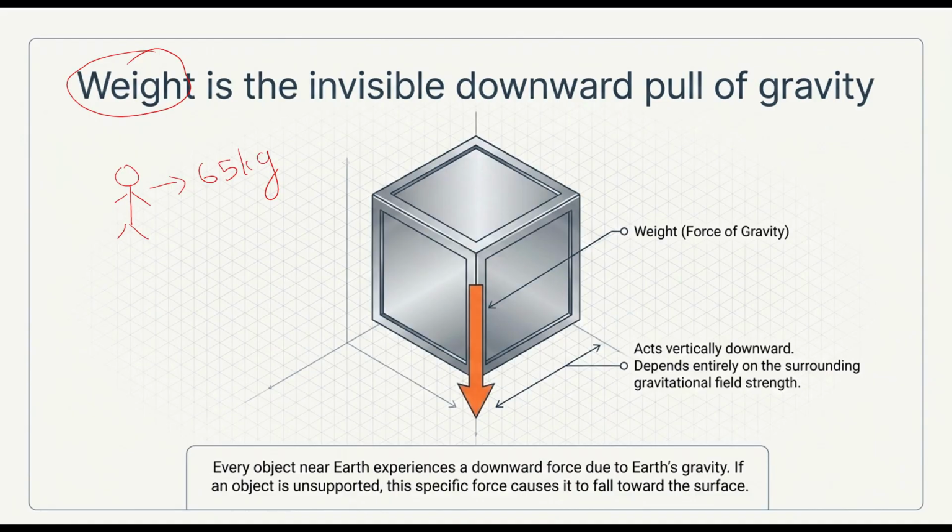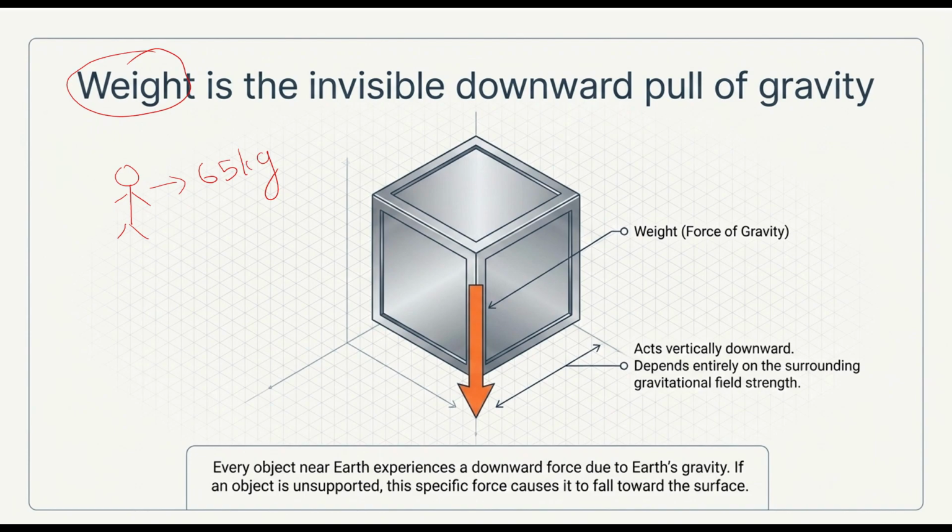Every object near Earth experiences a gravitational attraction towards the center of the planet. This attraction produces a downward force called weight. Weight always acts vertically downward, regardless of an object's shape or position. So the weight will always act vertically downwards. For example, a box resting on the ground experiences a downward gravitational force. The ground provides an upward support force to balance it.